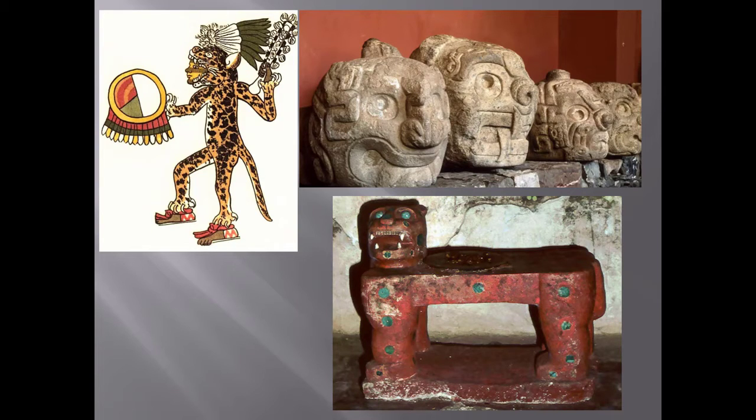and Mesoamerican art. Here, moving from the top left clockwise, you see a jaguar warrior from an Aztec codex, a shamanism image, a row of jaguar heads at Chavin de Huantar, and the jaguar throne from the Mayan site of Chichen Itza. Here is what Wikipedia has to say.